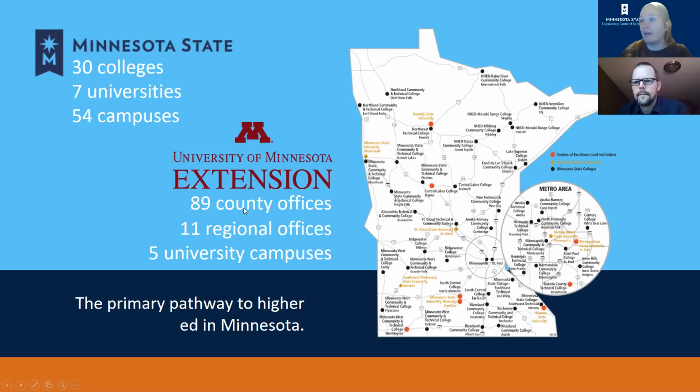I also wanted to mention that Mike is with the University of Minnesota Extension. Extension in Minnesota has 89 county offices, so there's an extension office near you, guaranteed. And there's 11 regional offices and 5 university campuses. So both of our entities are spread throughout the state and really serve every single one of you in various different capacities.